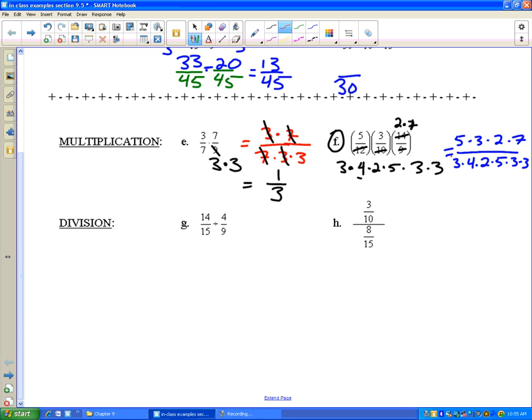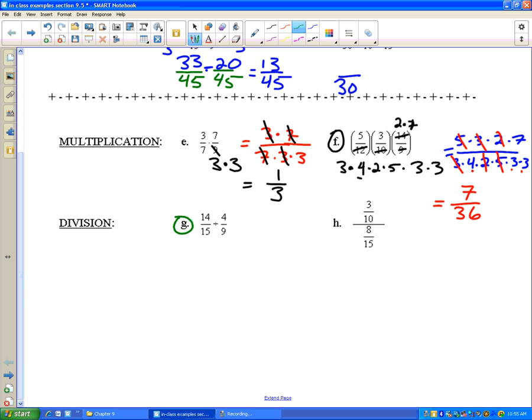Well, let's see. My 3's will cancel. My 2's will cancel. My 5's will cancel. Nothing else cancels. My numerator, my top, is 7. My denominator is 4 times 3 times 3, which is 36. And there's my answer. That's E and F. Let's go to letter G.